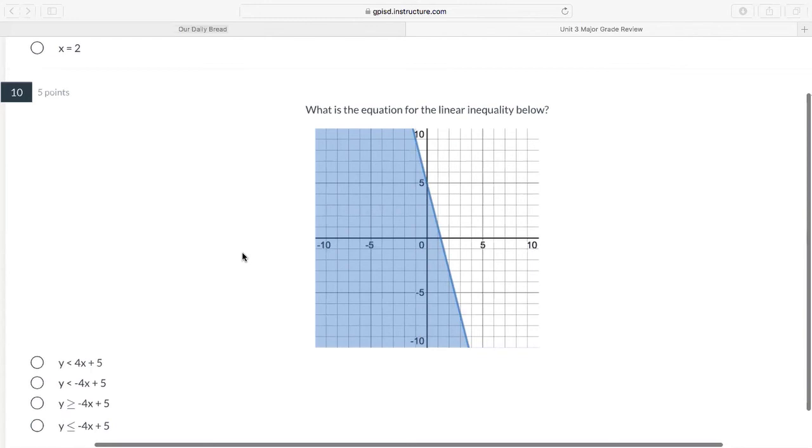Less than or equal to? It means equal to. And because the shading is below the line, it's less than. Thank you, Serenity. So this would be a less than or equal to equation. So y is less than or equal to -4x plus 5.